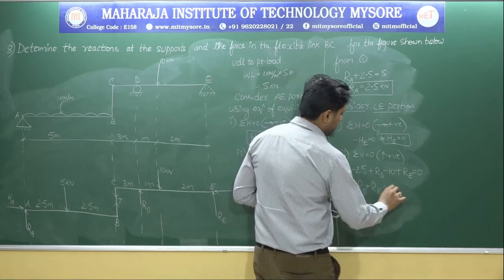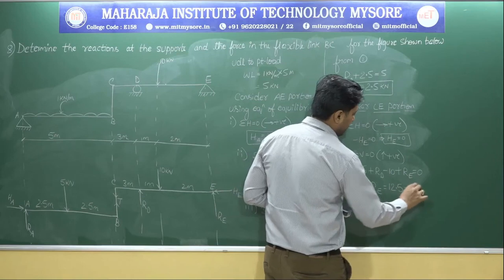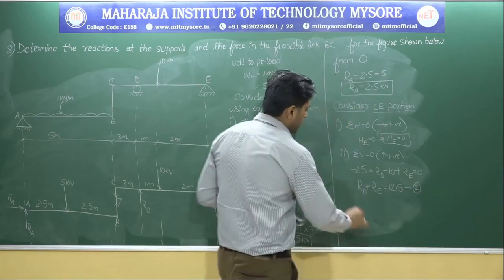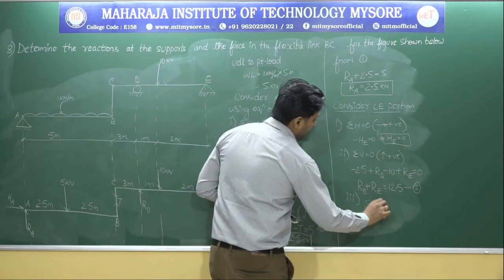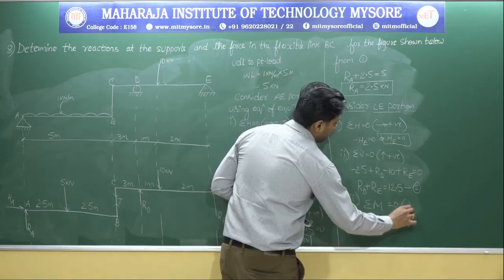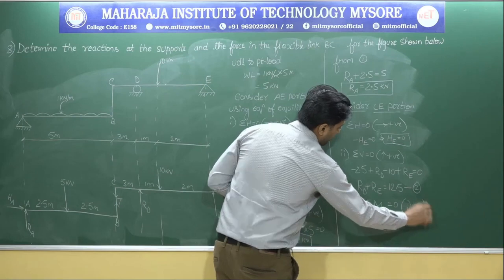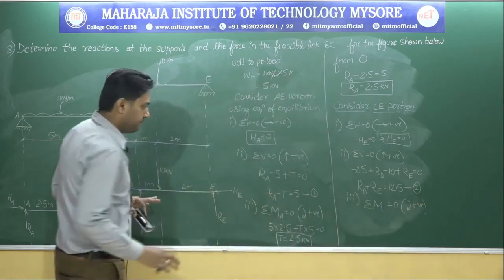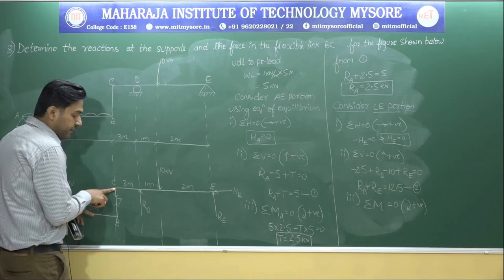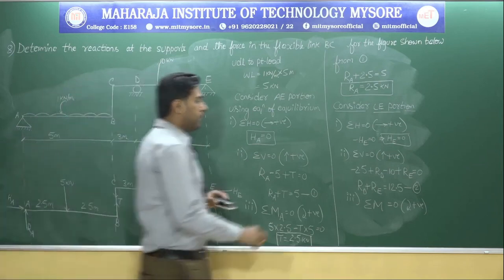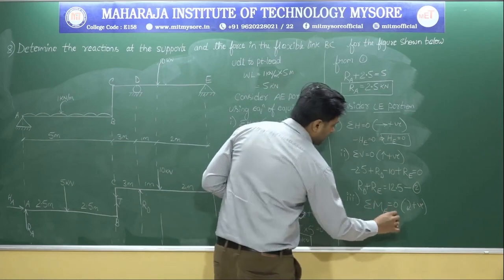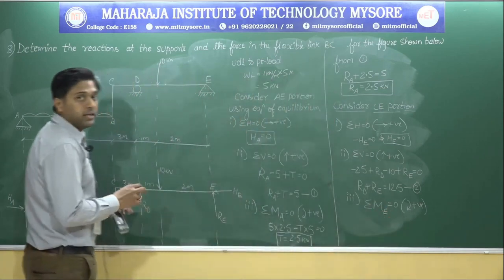If I transfer all those things towards that side, it will be like this. Let me call this equation 2. So which is the third equation of equilibrium? Sigma M about some point is equal to 0, clockwise direction positive. Now in CE portion, here we are having one force, here we are having two. So let me take the moment about E point.